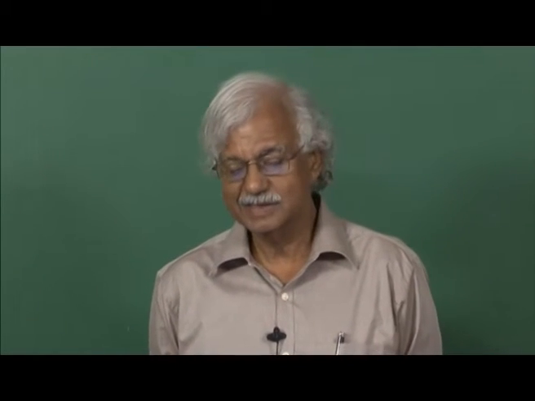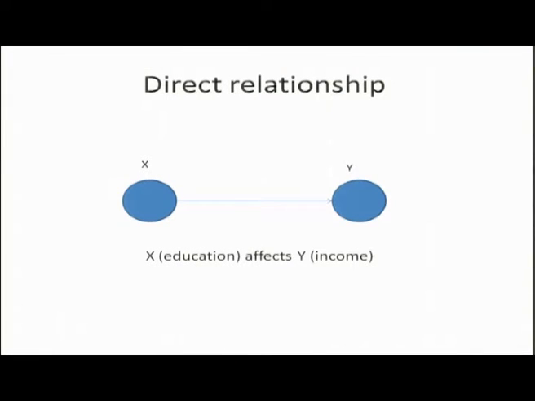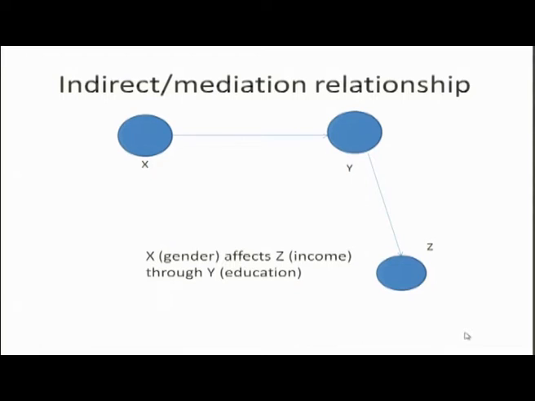Now, I also mentioned something about direct and indirect relationships. This is an example of a direct relationship: X directly affects Y. This is an example of an indirect relationship. Indirect relationship means X, a variable, affects Y, so the relationship between X and Y is direct, but Y affects Z, and because of this there may be a relationship between X and Z. This relationship between X and Z will be called an indirect relationship.